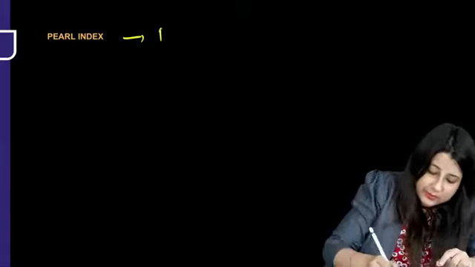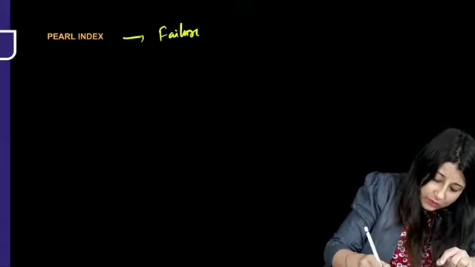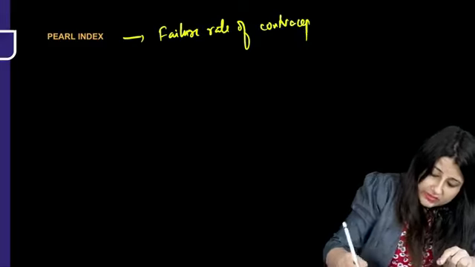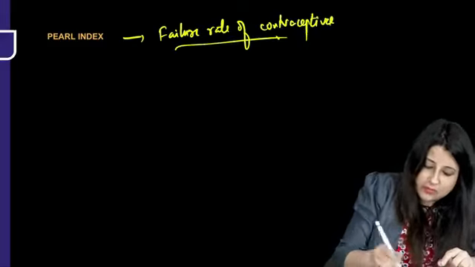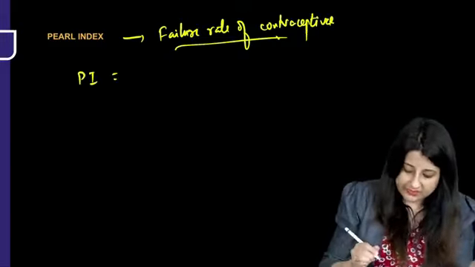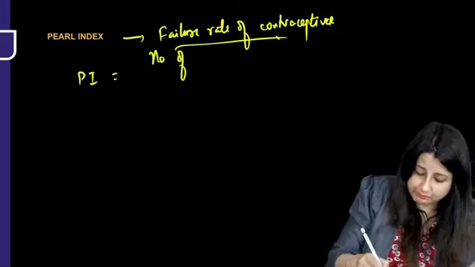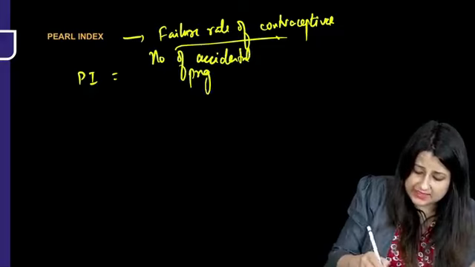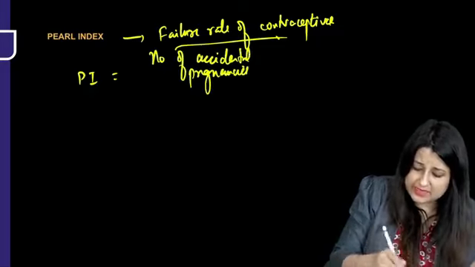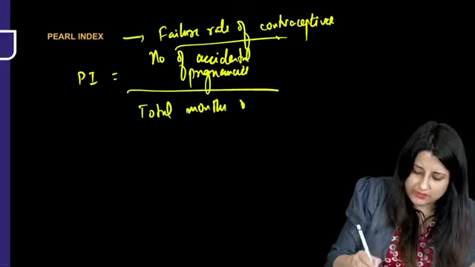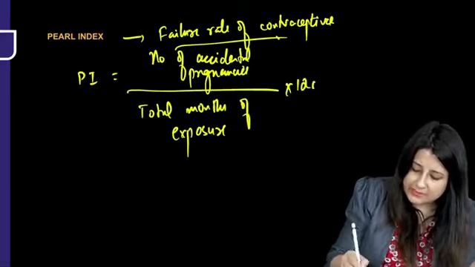Then another thing for revision, Pearl Index comes, which is very important yet again, guys. Pearl Index is used to express what? The failure rate of contraceptives. So in your exams, you will be asked about the definition of Pearl Index. So what is the definition of Pearl Index? It is nothing but number of accidental pregnancies divided by the total months of exposure multiplied by 1200.